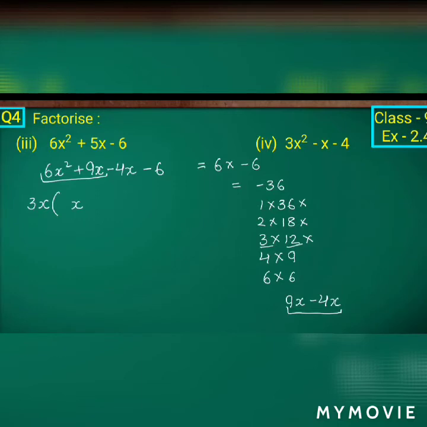So 3x into x is 3x square. 3 2s are 6, isn't it? I can take 2x plus, so already I have taken 3x common. What else will remain? 3x into 3, which is giving 9x. So if you observe the next terms, minus 4x minus 6, here the factor we have to get is 2x plus 3, isn't it? The common factor we have to get.